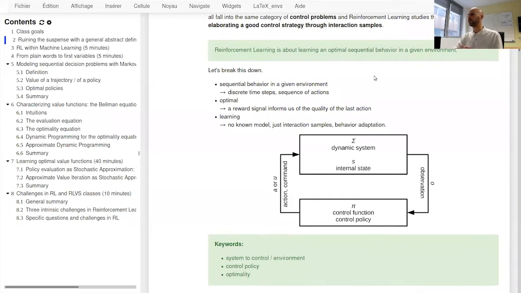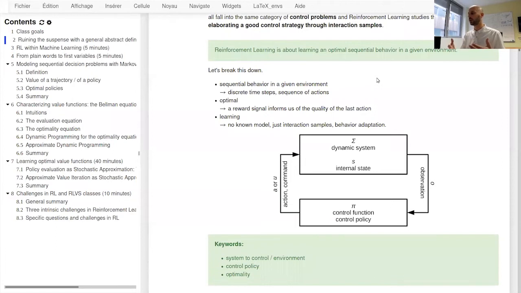Let's break the words down here a little bit, because these words are going to come back recurrently all through your life as reinforcement learning researchers. So sequential behavior in a given environment. This implicitly supposes the existence of discrete time steps and that we will have a behavior that decides on a sequence of actions. So all these are important keywords for us. We want this sequential behavior to be optimal, which means that we will have to compare behaviors together, which also means that a reward signal will inform us of the quality of the last action we've taken.